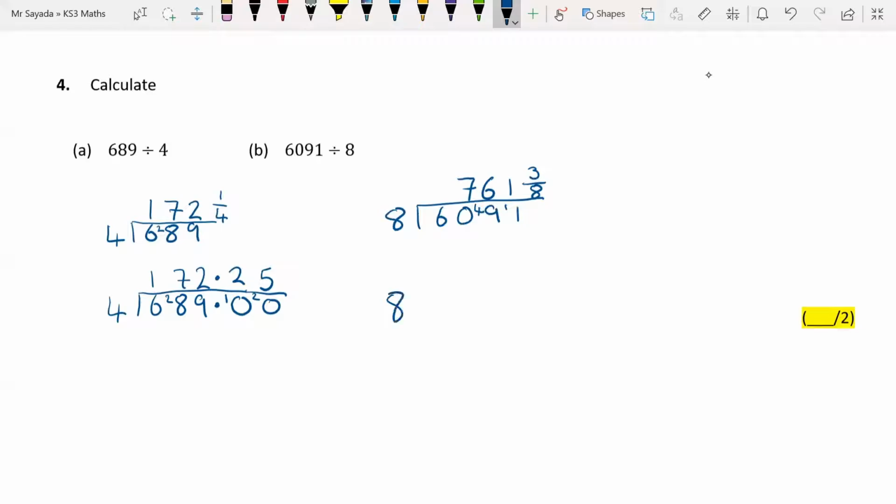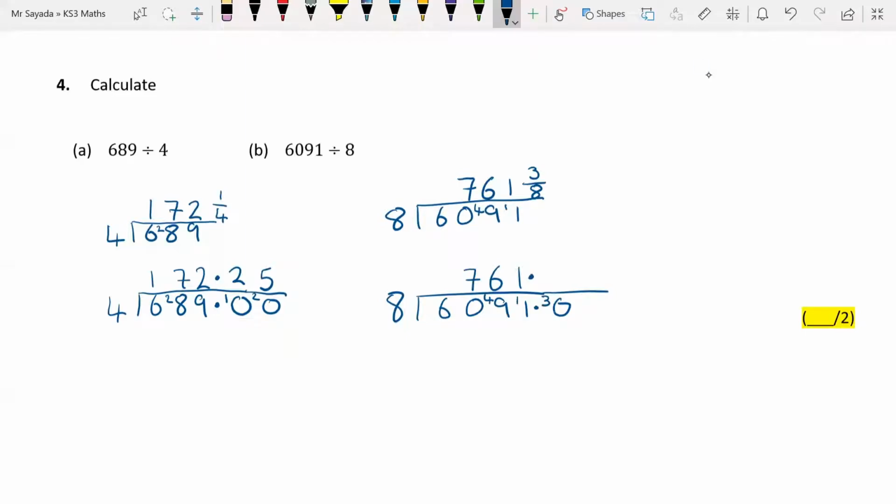Let's do the same thing now, but leaving our answer as a decimal instead. So 8 into 60 is 7, remainder 4. 8 into 49 is 6, remainder 1. 8 into 11 is 1, remainder 3. So if I want to leave my answer as a decimal, what do I do with the remainder 3 this time? Say your answer to the video. Hopefully you've said something along the lines of the fact that we add a decimal point and we add a 0 and we put the remainder 3 before the 0.